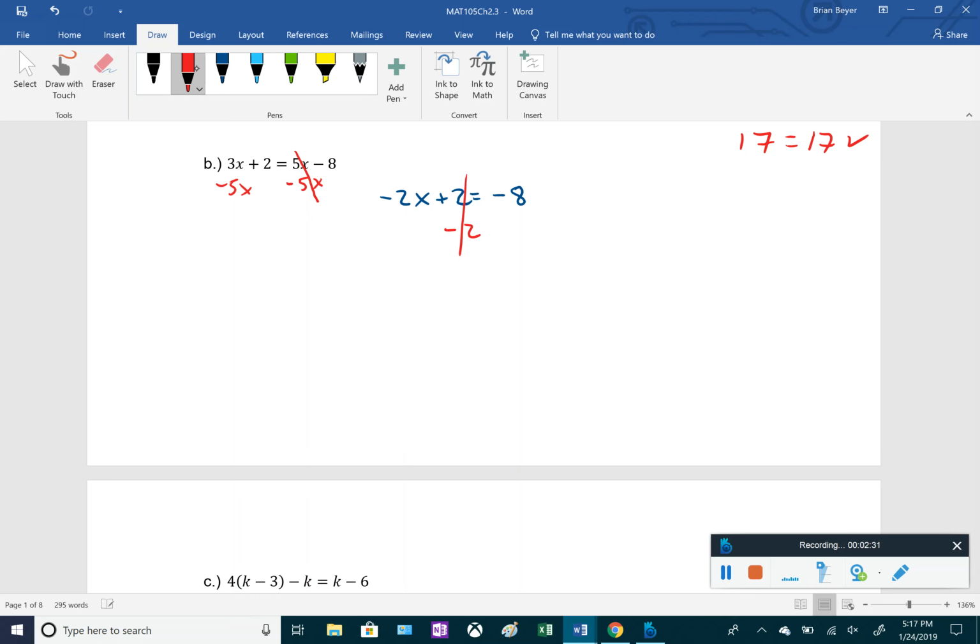Next, we need to get this constant to the right-hand side, so we have to subtract 2 on both sides. So we get negative 2x equals negative 10. Divide both sides by negative 2. And then we get x equals positive 5. So once again, we could check it if we want, and we would see that this would check out.